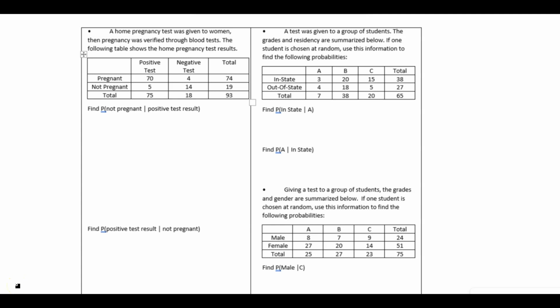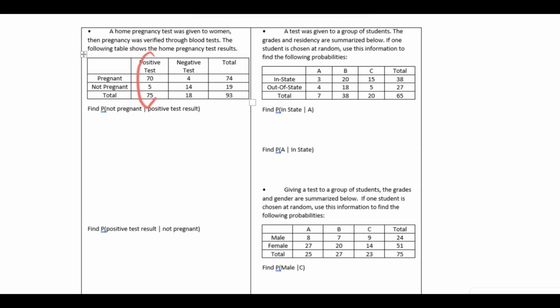Let's talk about conditional probability. In this case, we have a two-way table about home pregnancy tests given to women and whether the pregnancy was verified through blood tests. So we have pregnant women who tested positive and negative with the home pregnancy test. There were a total of 74 pregnant women. And then not pregnant, there were a total of 19.